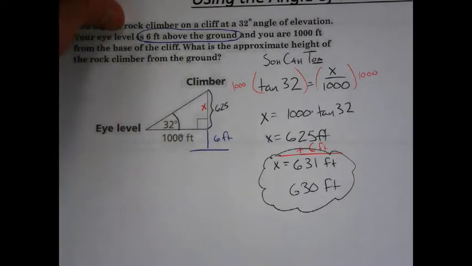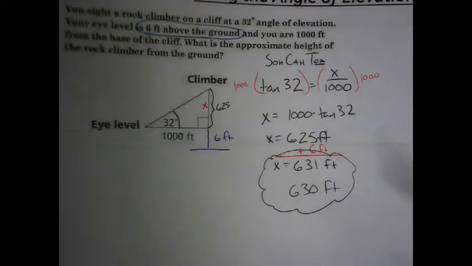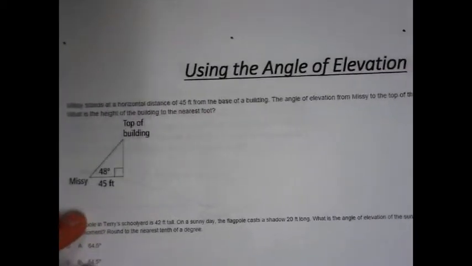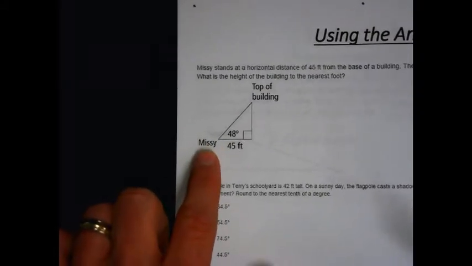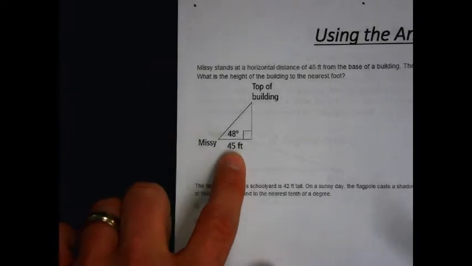We have to be careful with what's happening here, okay? More examples. All right, so more angle of elevation stuff. So this girl, Missy, I'm guessing that's a girl, stands at a horizontal distance of 45 feet from the base of the building. Okay, there's Missy, 45 feet from the base of the building.